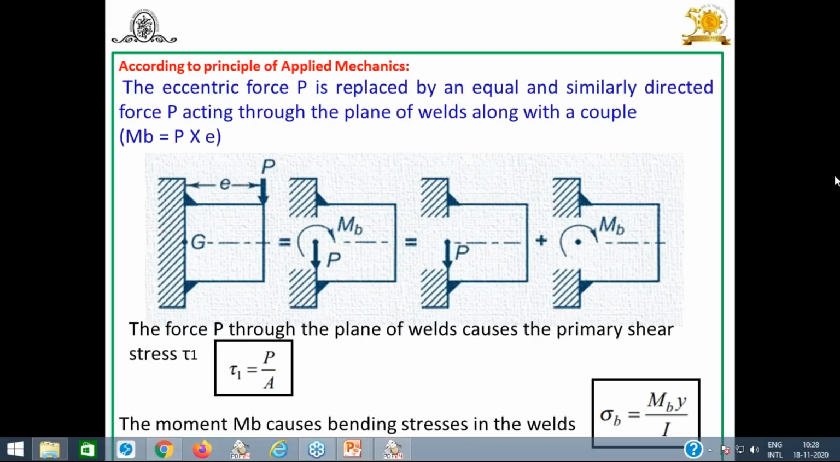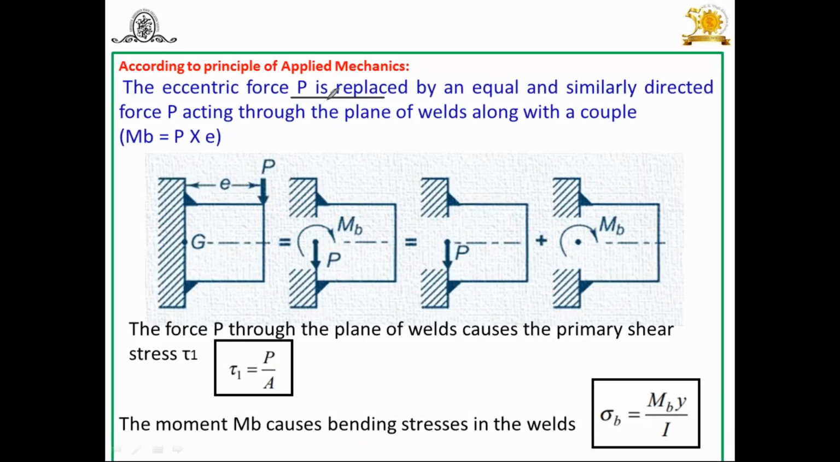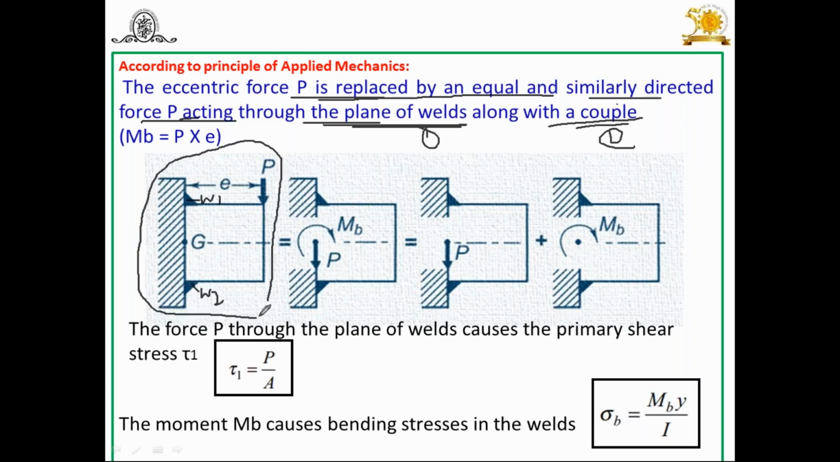Now, this eccentric force P is replaced by an equal and similarly directed force P acting through the plane of the weld. This is 1. And second, along with the couple, this is 2. That means, look at this. We have seen, in this case, this is weld 1, W1, and here weld 2, W2. This is the case, and what we have to do is replace this eccentric force.